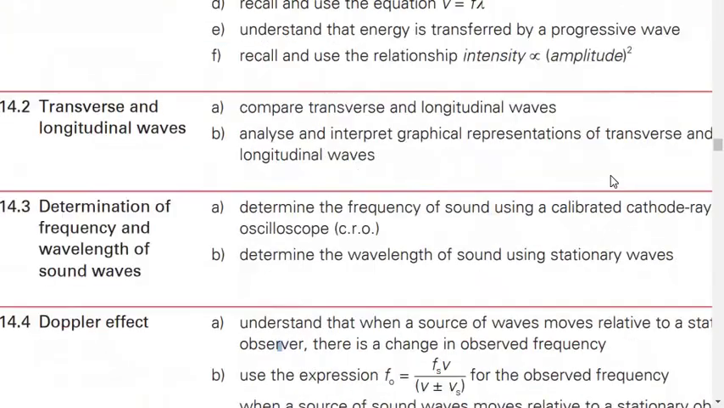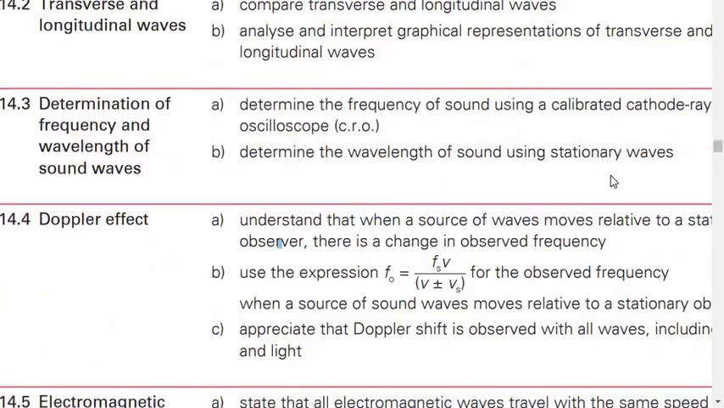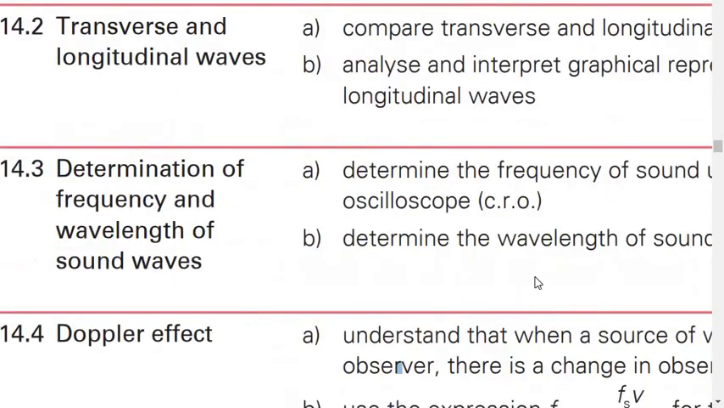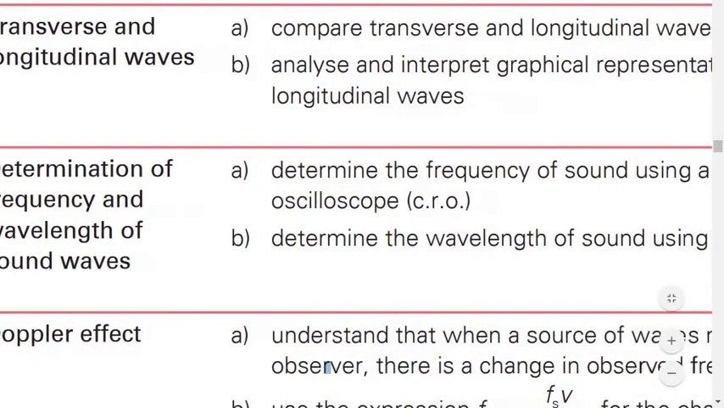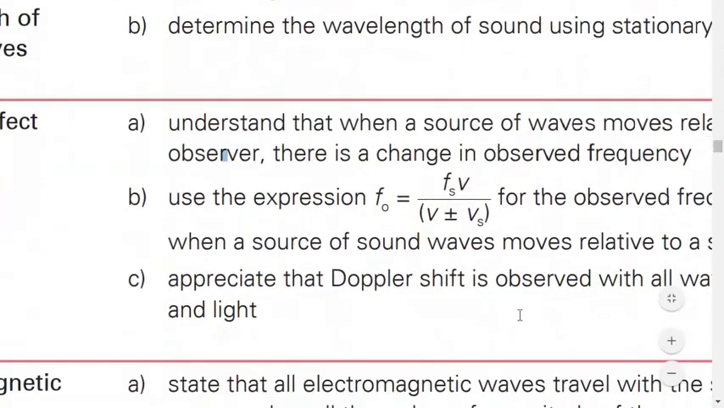I see. So what is FS? FS is the source frequency. You have to be careful of these things. What is V? Speed of sound. Usually V or C can be used. So V is the speed of the wave. What is VS? Speed of the source.